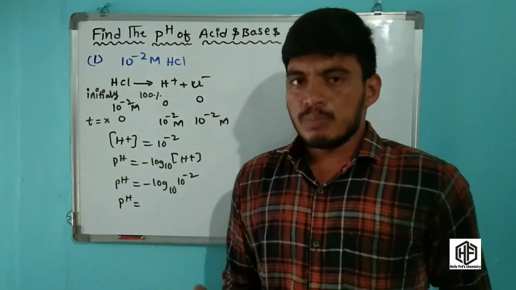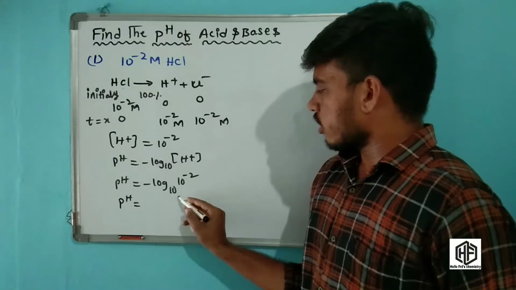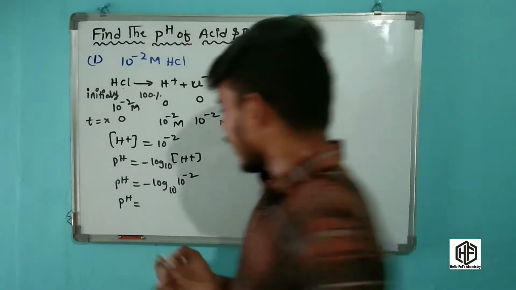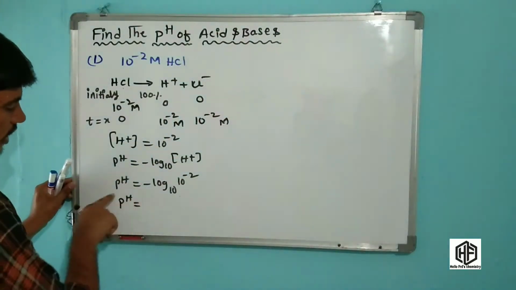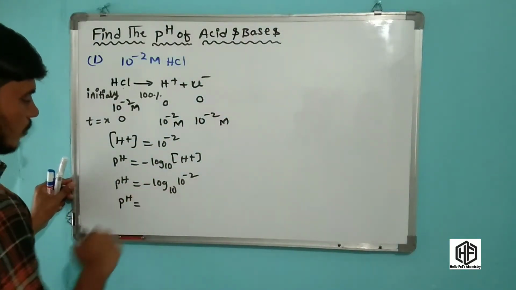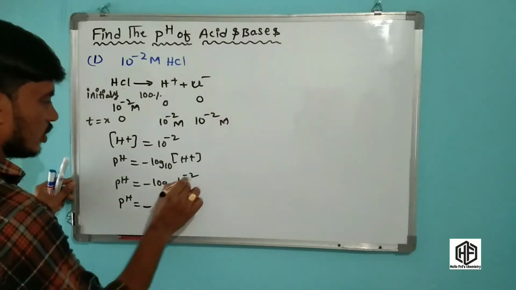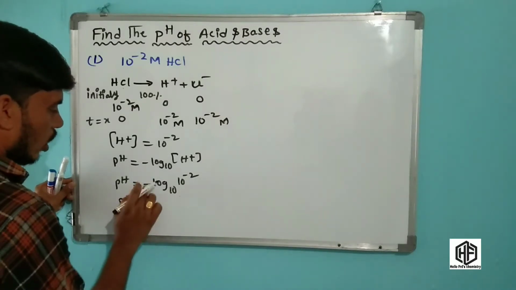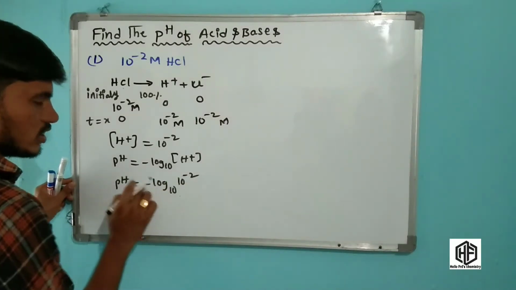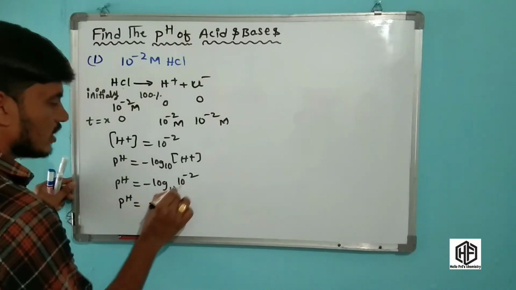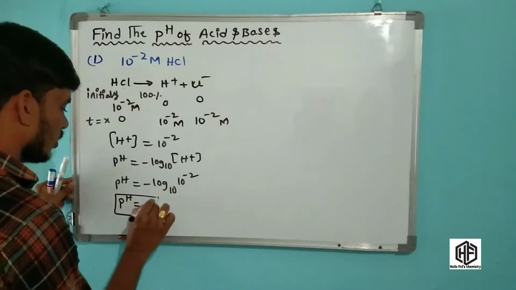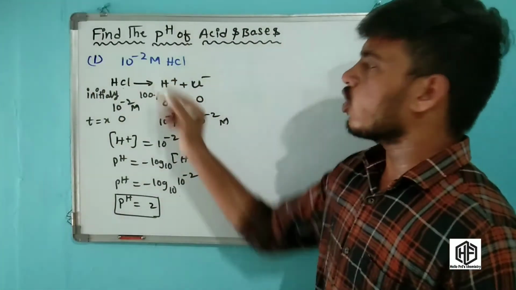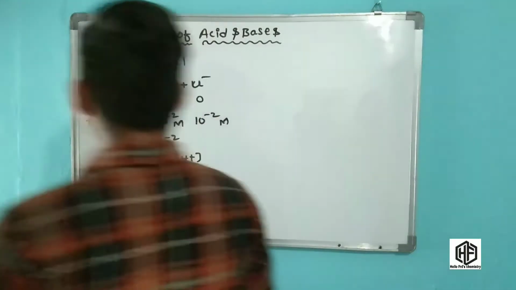You know one more important formula: log base 10 of x to the power of a is a times log base 10 of x. That formula is used for this problem. Minus into minus 2 is plus 2, and log base 10 of 10 is 1. So the pH of this problem is 2. This is a monobasic acid. Now one more example of a monobasic acid.